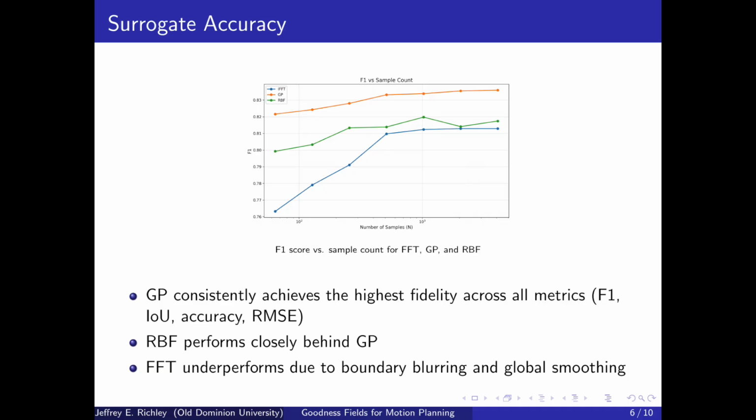From a planning perspective, this means that higher fidelity surrogates not only produce better fields, but do so with fewer samples, which directly impacts how quickly a planner can build a reliable representation of feasibility.